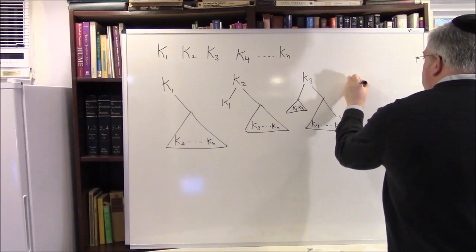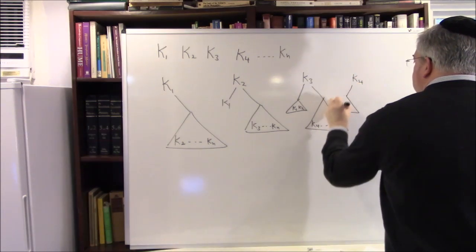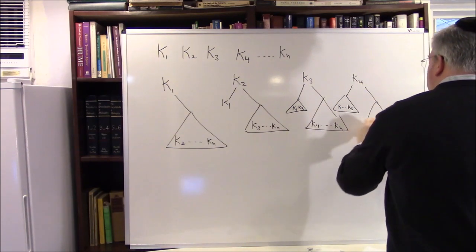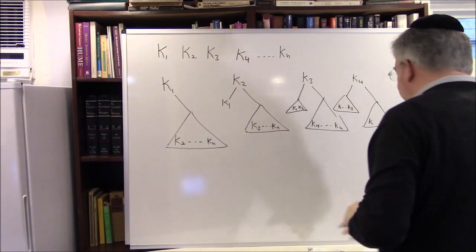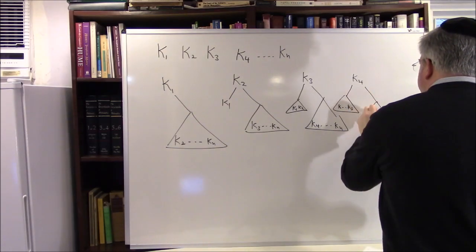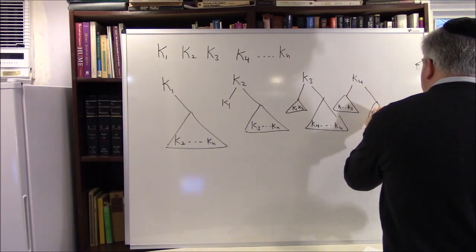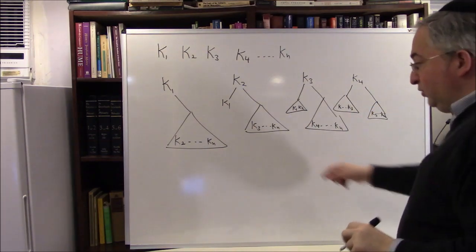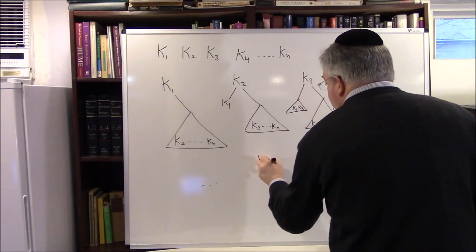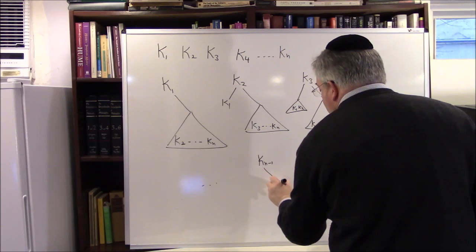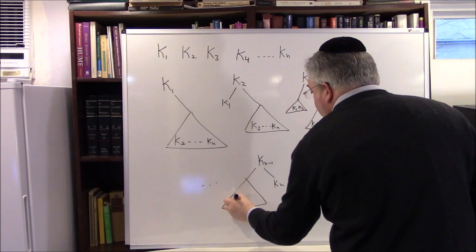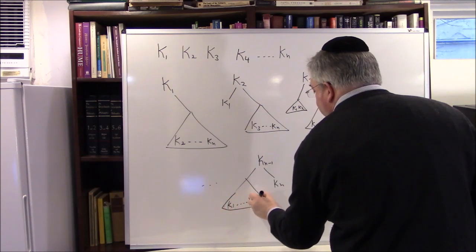What's this? K4 here, and this is going to have a tree with K1 through K3, and this is going to have a tree with K5 through Kn. Okay. Let's go to the end. What's going to be the end? The end is going to be something like this. Kn minus 1. You're going to have Kn over here, and you're going to have a giant tree here with K1 through Kn minus 2.